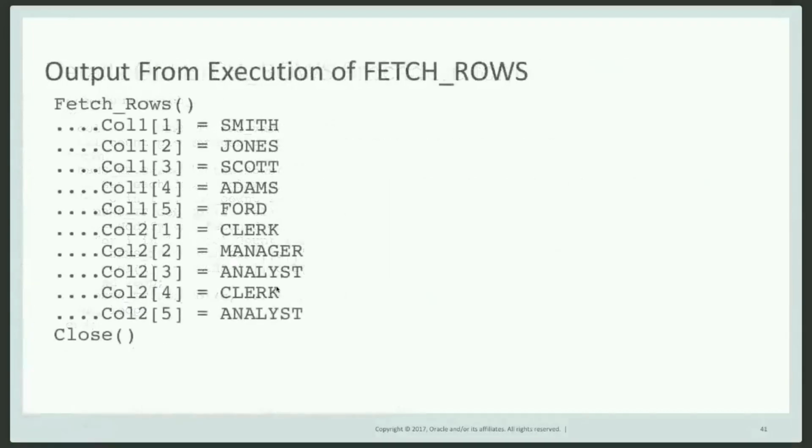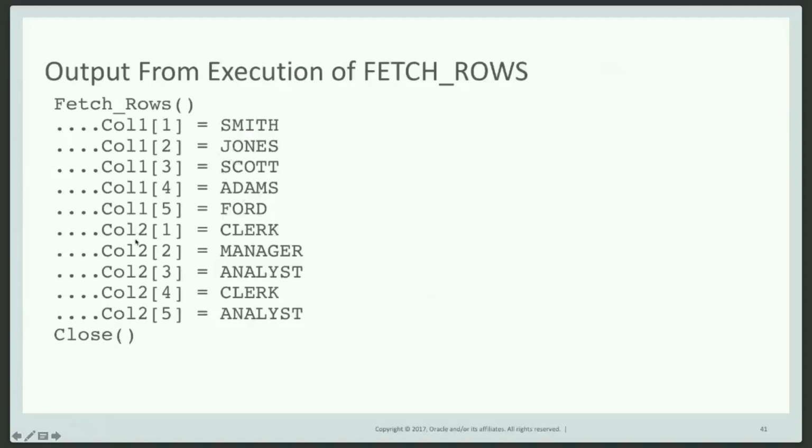So if I process that now, it's going to say, okay, I'm on column 1. First value is Smith. Column 1, the second row is Jones. Column 1, the third row is Scott. Column 1, the 4th value is Adams. Column 1, 5th value is Ford. So what I should see is echo Smith, echo Jones, echo Scott, echo Adams, echo Ford.